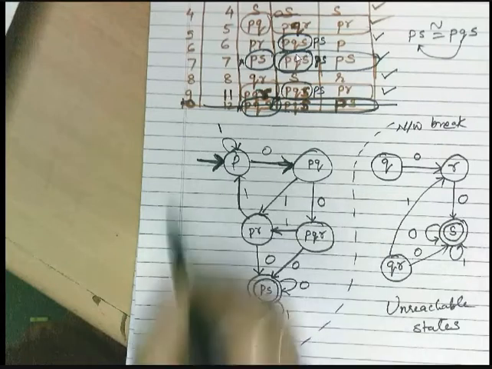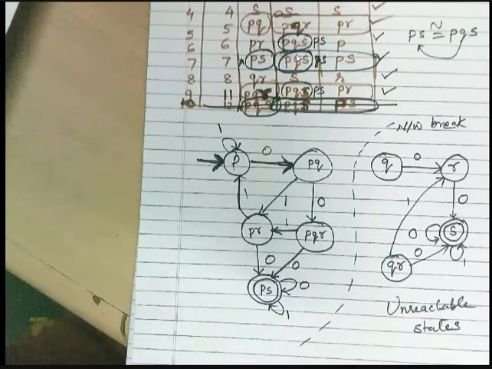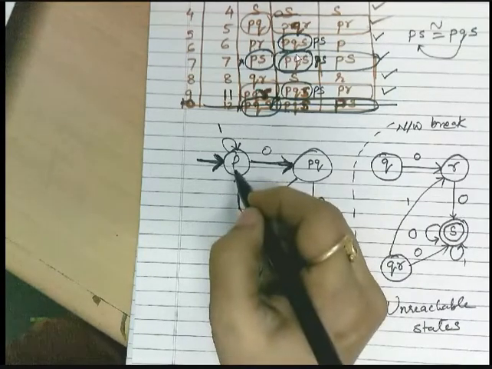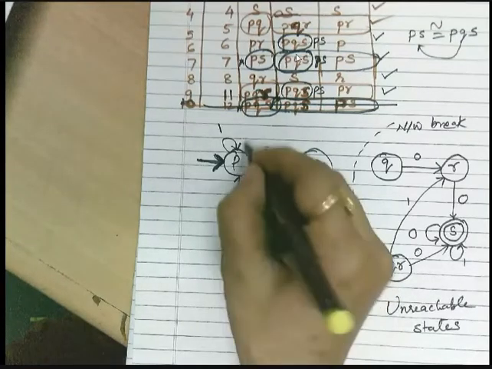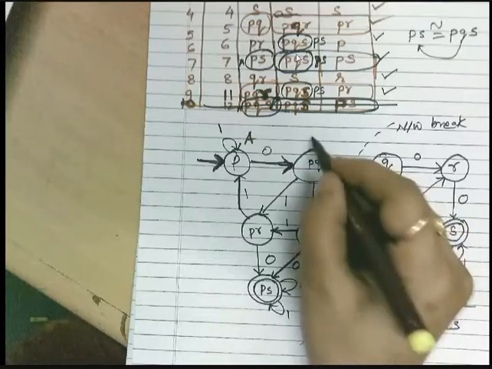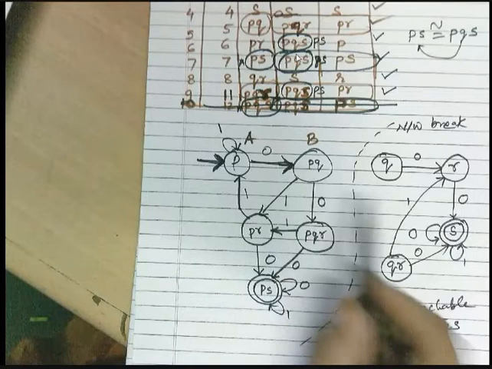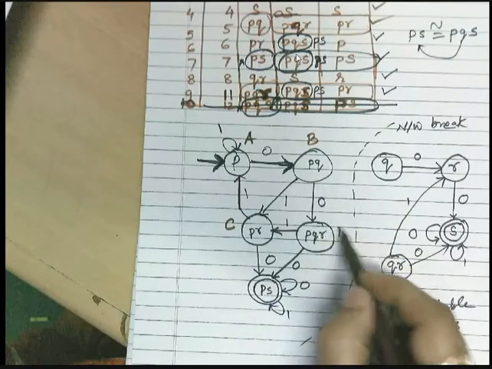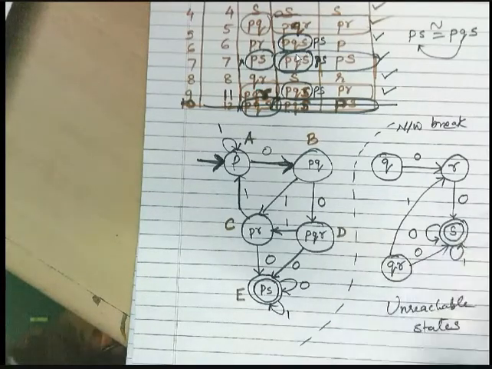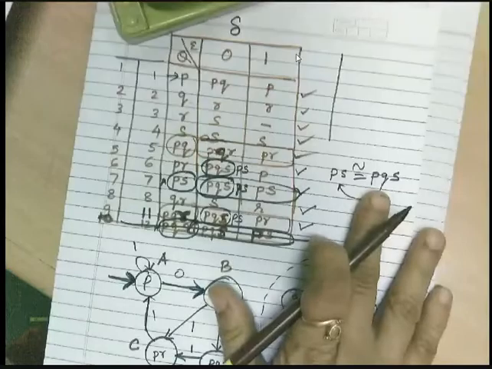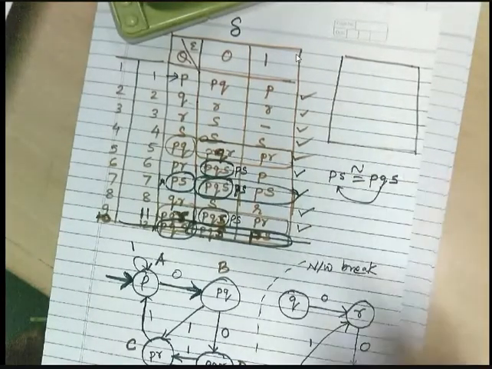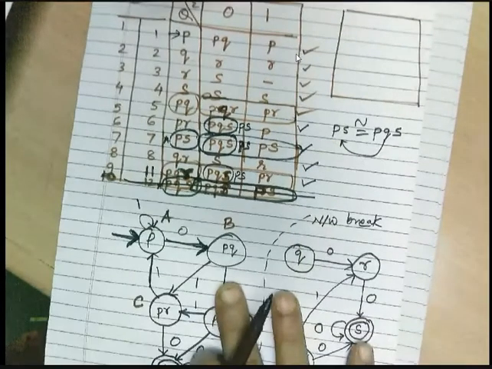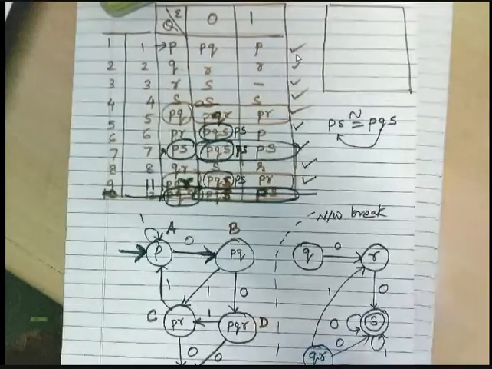So the final DFA will be having how many states? 1, 2, 3, 4, 5. Let me nominate this P as A, then this is B, then on 1 this is C. I'm marking as it is in the book, and this is D, and this is E. So the final DFA will be having only these 5 states, and you can easily draw the DFA like this. Okay, visible?